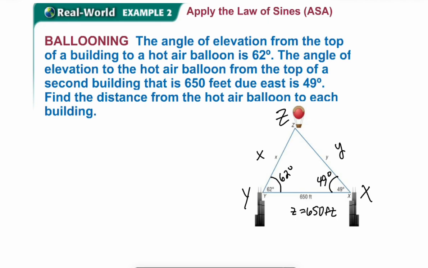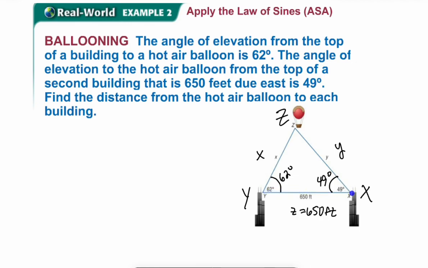And it's 650 feet. Okay, let me read you the problem. It says the angle of elevation from the top of a building to a hot air balloon is 62 degrees. So somebody is at the top of the building, they look up to the balloon, and they have to raise their head 62 degrees in order to look up at the balloon. Now, directly across the way is a building at the same height, but they are 650 feet apart.